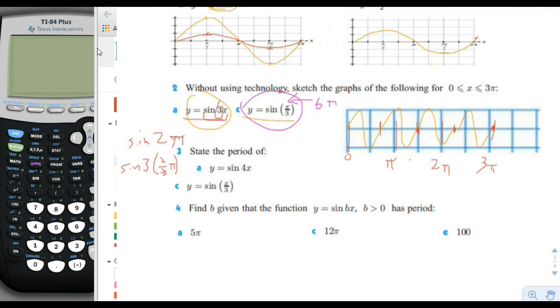And so we can see that here the sine wave would be very wide. It would actually take 6 pi to finish the sine wave, but half the sine wave would finish at 3 pi. Okay, so that's sine of x divided by 3.